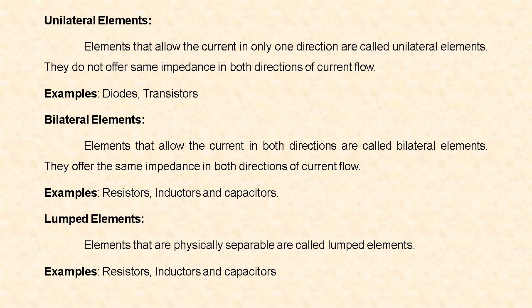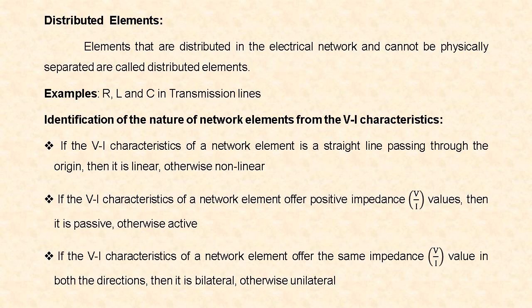Next, lumped elements. These are the elements that are physically separable from the network. Example: resistors, inductors and capacitors. They are not distributed in the network. Next, distributed elements. These are the elements that are distributed in the electrical network and they cannot be physically separated from the network. Example: resistance, inductance and capacitance in transmission lines. They are distributed in the transmission line.